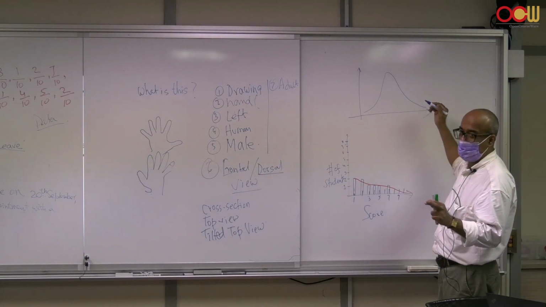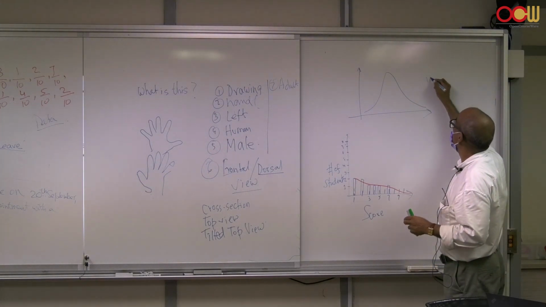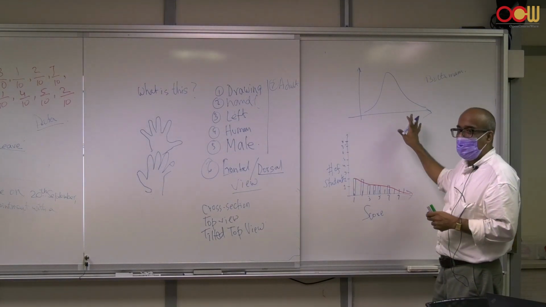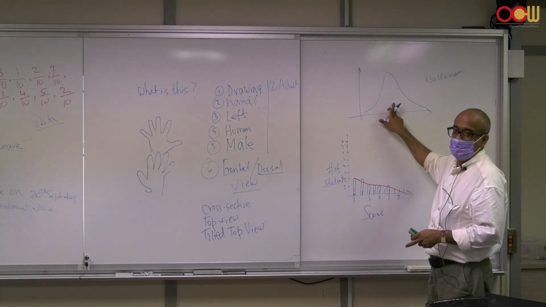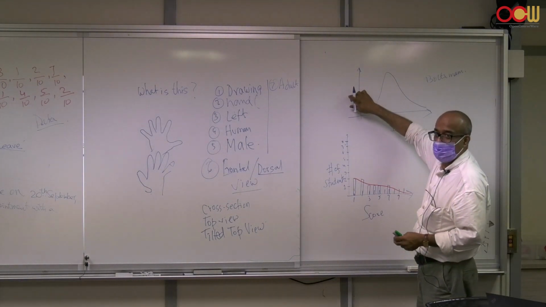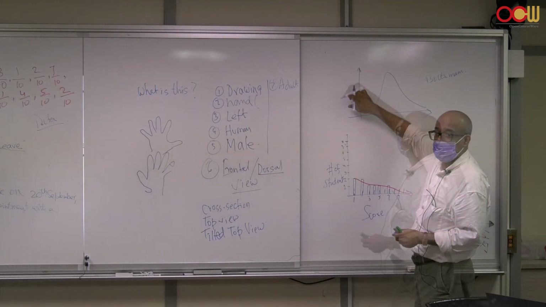But this is mostly called a Boltzmann distribution. Now let us explain what is going on over here. This is score, that's score. This one we call frequency.